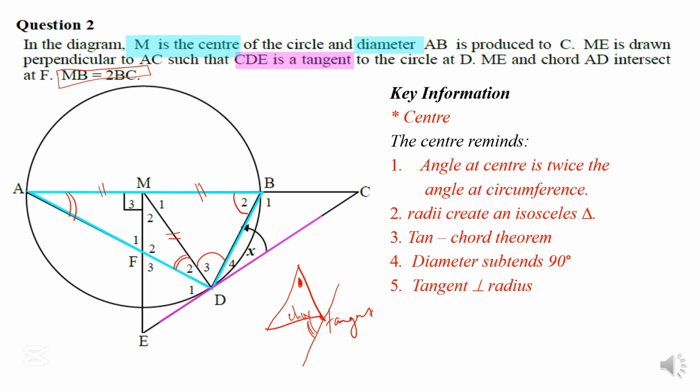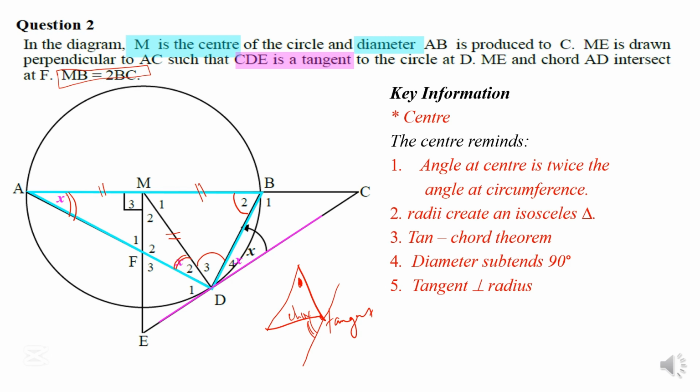We have everything together, and now what we need to do is to connect them to produce the answers that are required. We are told that the value of angle D4 is equal to x. So using the tan-chord theorem, we can find more angles equal to x.